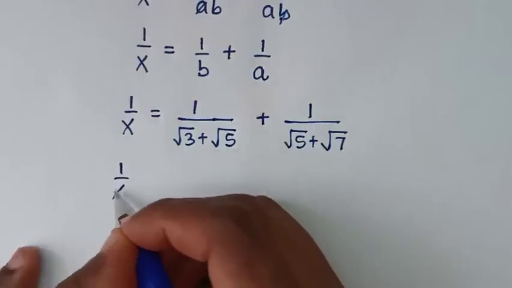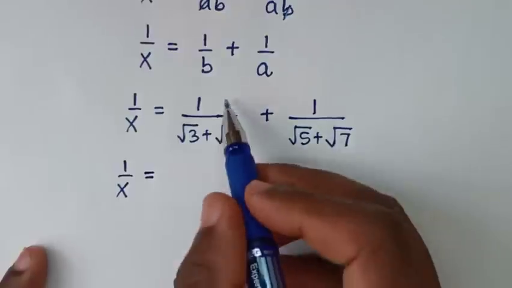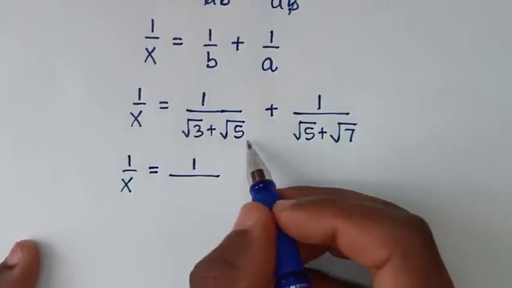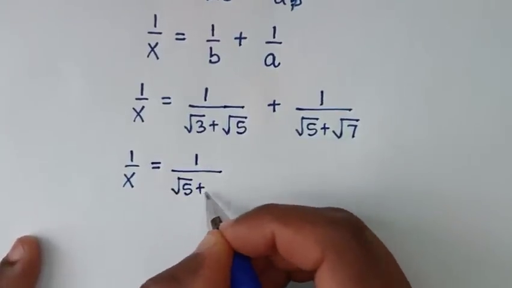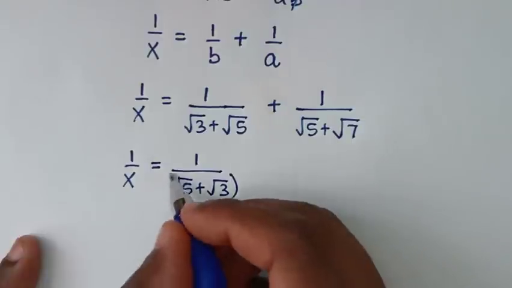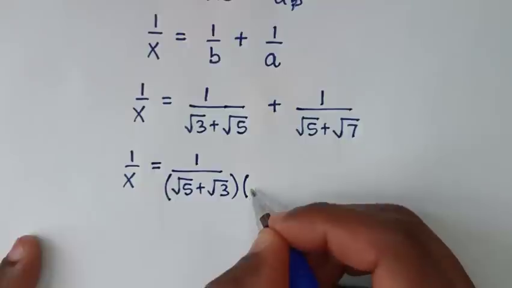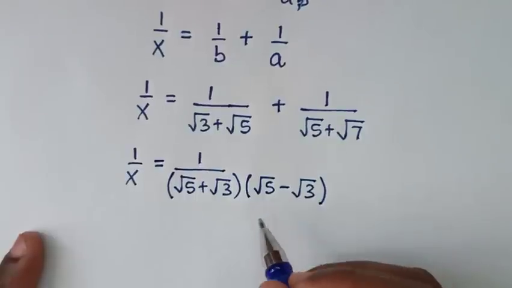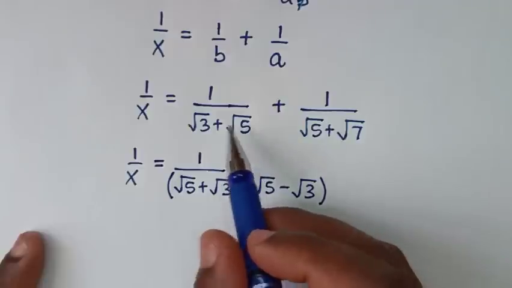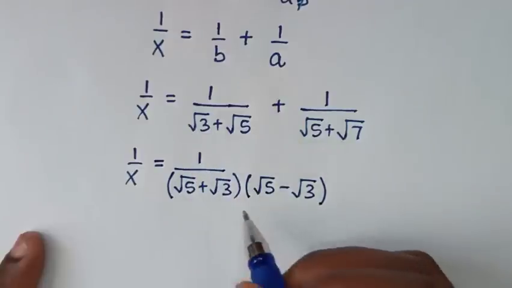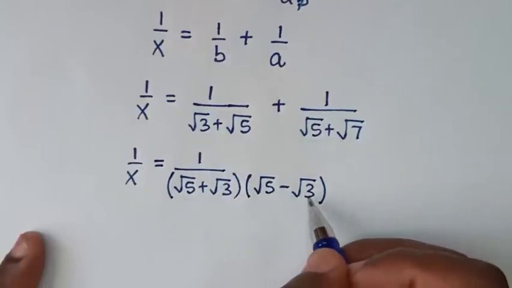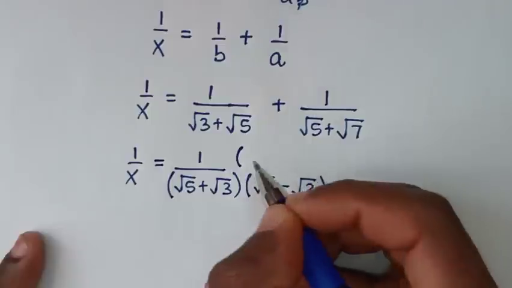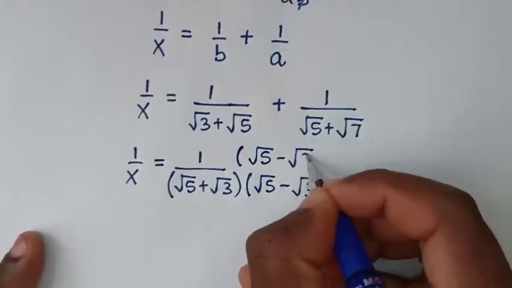Then it will be 1 over x is equal to, here we rationalize the denominator, so it will be 1 over square root of 3 plus square root of 5, here we write square root of 5 minus square root of 3 in brackets, so to rationalize the denominator. Since the denominator has square root of 5 minus square root of 3, we multiply this also in the numerator, so it will be bracket square root of 5 minus square root of 3, bracket.